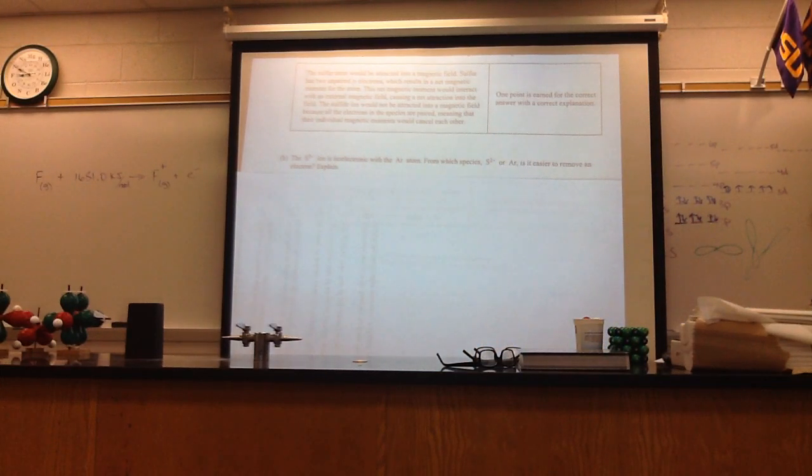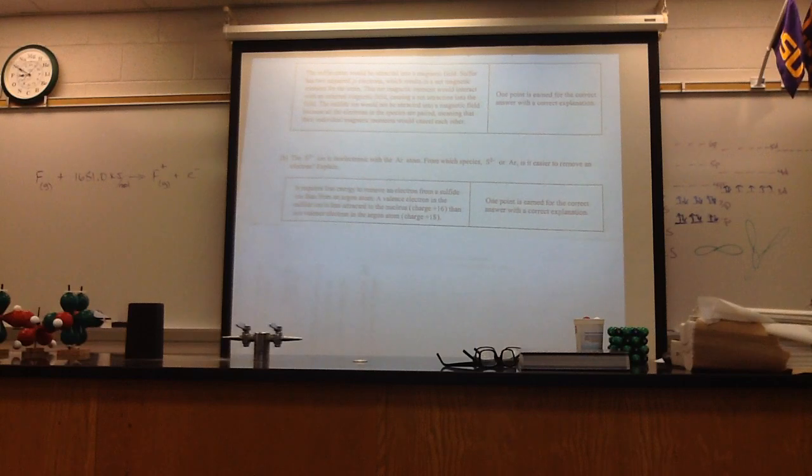Both S2 minus and argon have 18 electrons, or have the same outer shell electron configuration. Argon has a greater effective nuclear charge due to more protons than S2 minus. As a result, the electrons will be held more tightly and are harder to remove. A valence electron of the sulfide is less attracted to the nucleus, charge plus 16, than is a valence electron in the argon atom, plus 18.